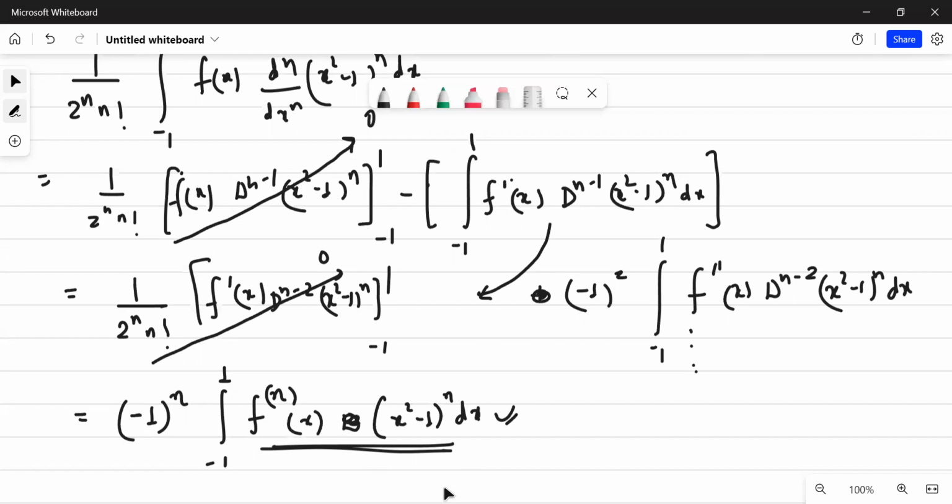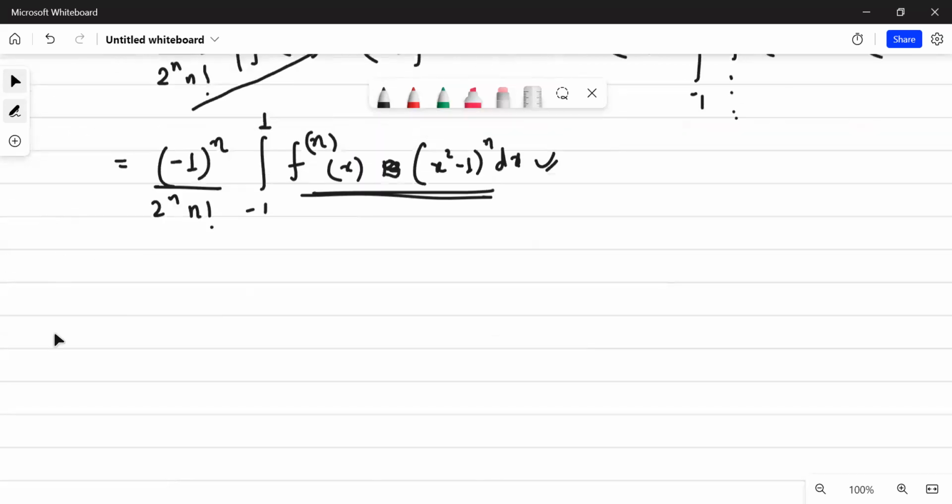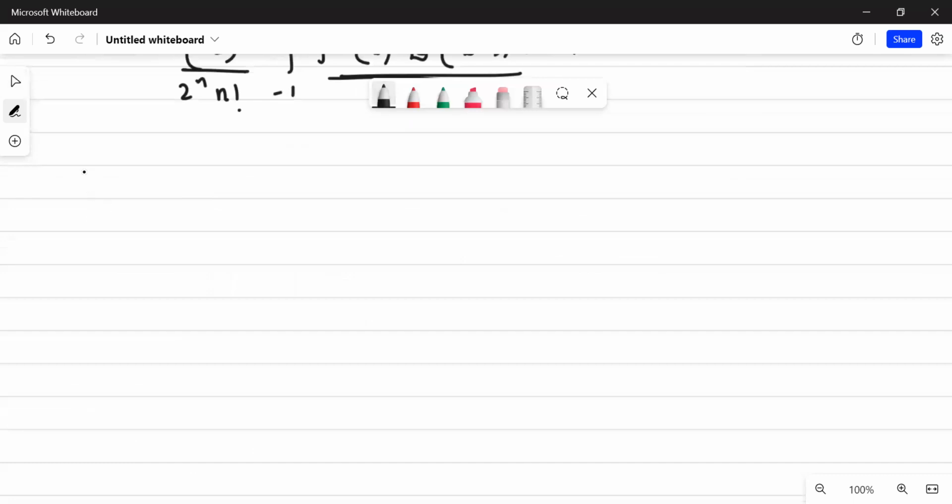Is that clear? One more 2 was left out. Sorry. Is that clear? So this is what we had to show, right? Now what will come in the exam? This will not come. In the exam, anybody would ask you what is the integral from -1 to 1 of x^n Pn(x) dx. So what will it be?